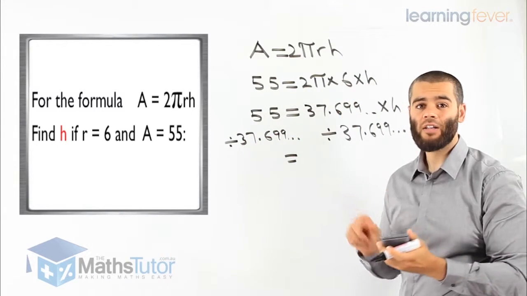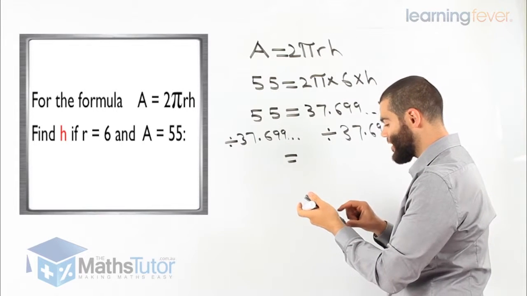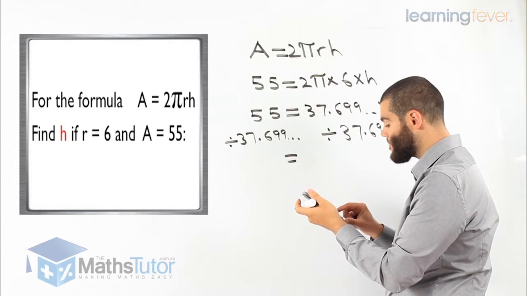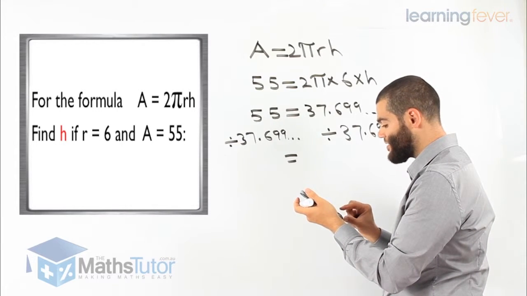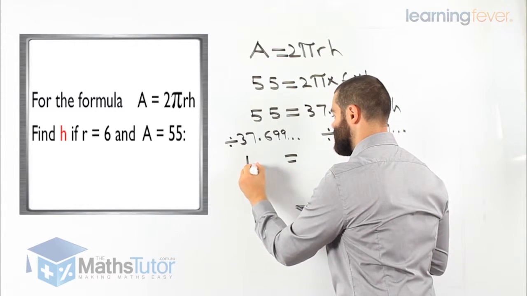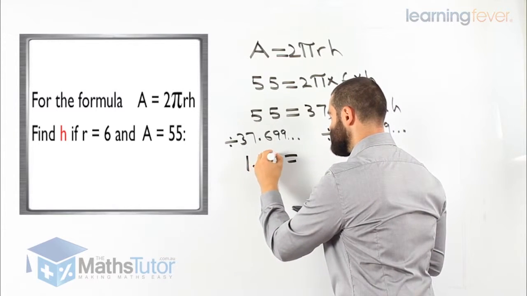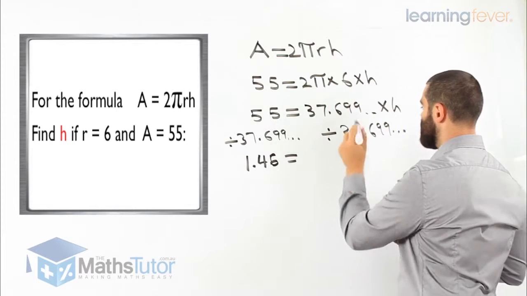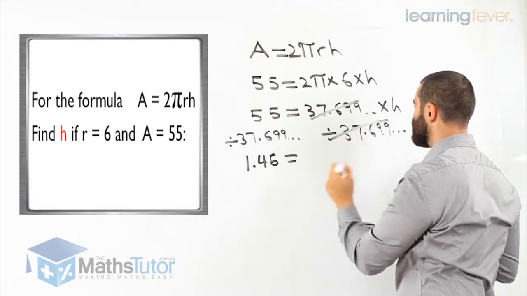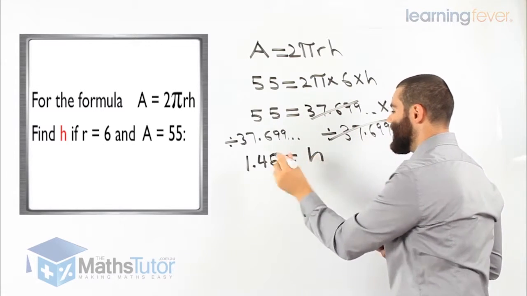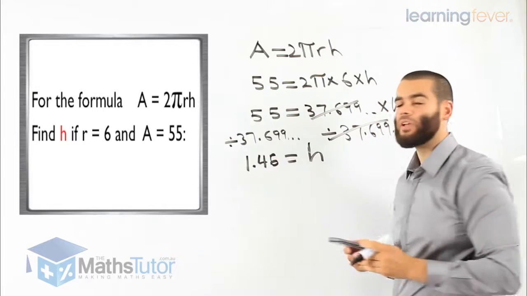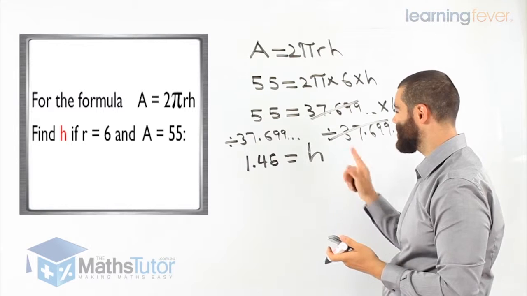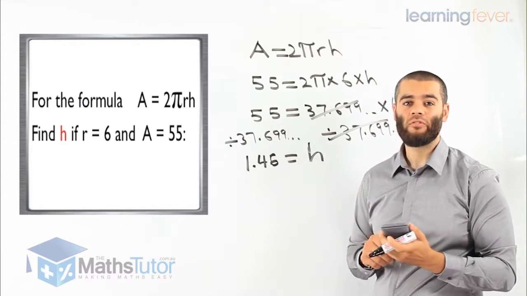So 55 divided by the answer that we already had originally in the calculator, which is 37.699, and the answer keeps going. So 55 divided by our answer, 1.46. So by dividing, you're cancelling that out. You're left with h. H is 1.46 to 2 decimal places. So the value of h in this formula is 1.46.